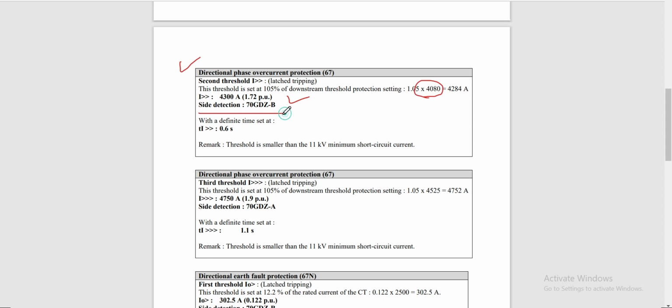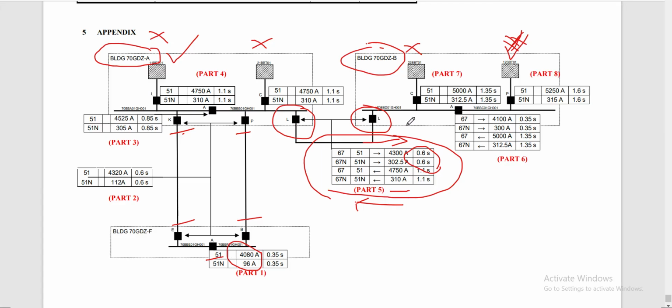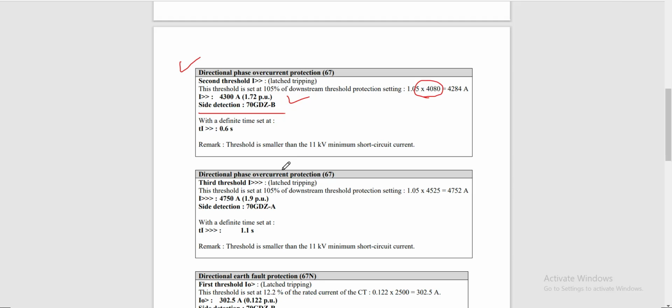The side detection at building B, we go back from here. This is our building B. This is this relay from here, or this relay from here. 0.6 seconds. Okay. Next is being set with a definite time at 0.6 second.